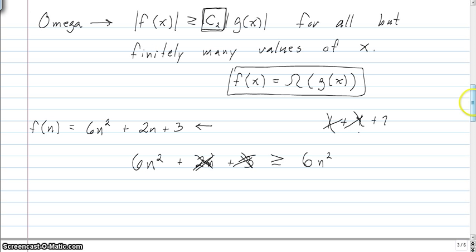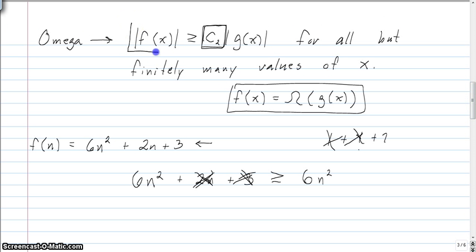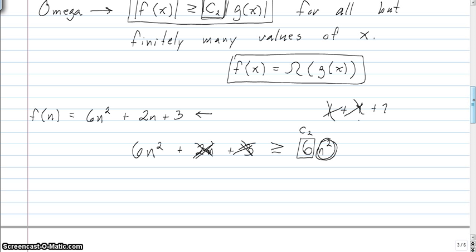Right, so anyway, what I've done is I've created an inequality in this form where my constant c2 is 6, and this n squared, same one as I had in the last example, is my function g of n. So I can write that this function is omega of n squared.